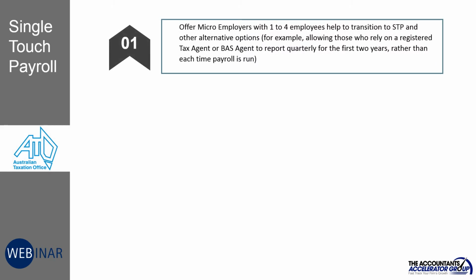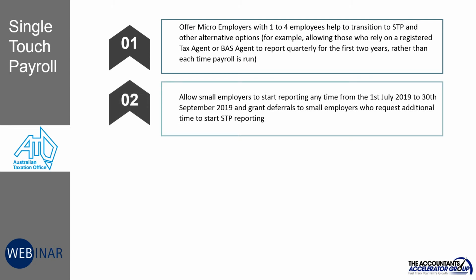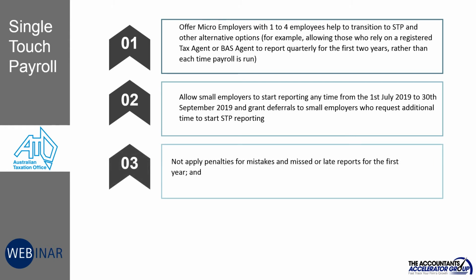To assist with the change, the ATO will: 1. Offer micro-employers with 1 to 4 employees help to transition to STP and other alternative options. For example, allowing those who rely on a registered tax agent or BAS agent to report quarterly for the first 2 years rather than each time the payroll is run. 2. Allow small employers to start reporting any time from the 1st of July 2019 to the 30th of September 2019 and grant deferrals to small employers who request additional time to start reporting. 3. Not apply penalties for mistakes and missed or late reports for the first year.